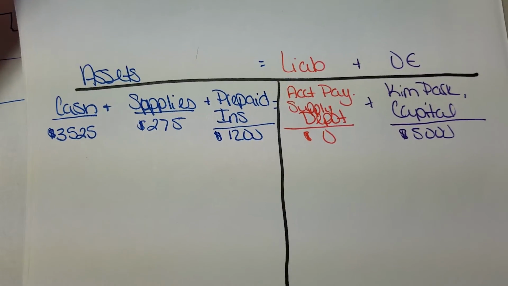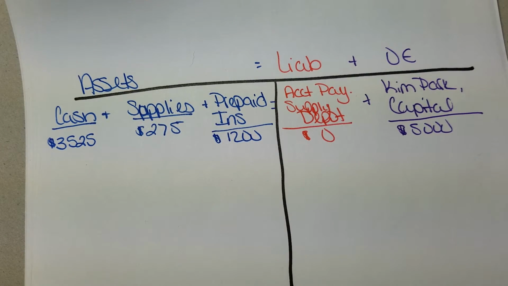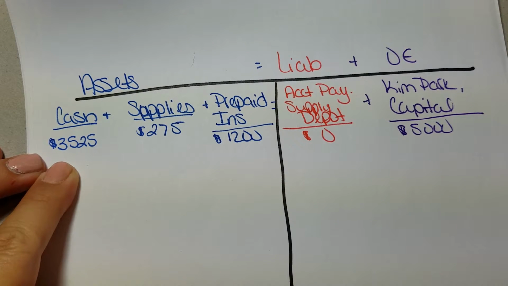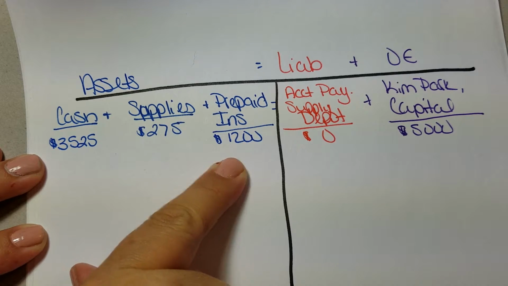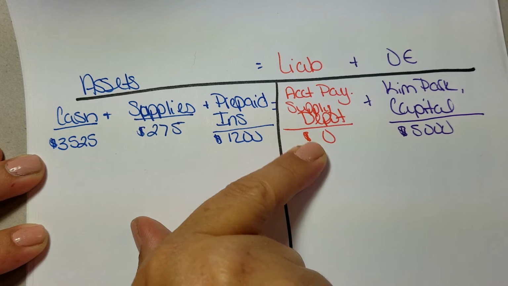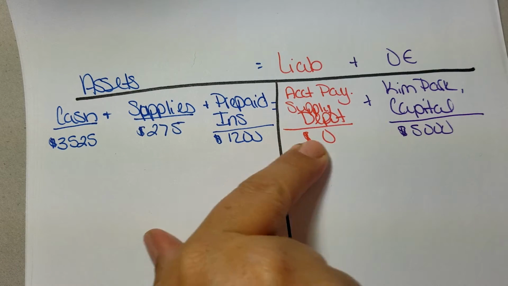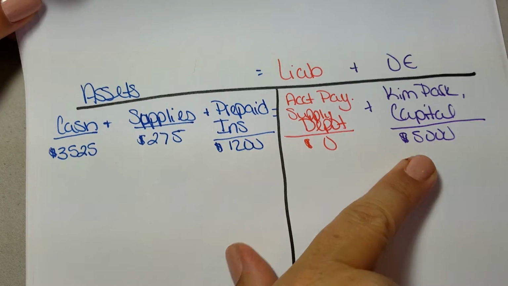I didn't list every transaction we had already done. I just listed the balances. So at the end of the last transaction, we had cash with a balance of $3,525, supplies $275, prepaid insurance $1,200, and liabilities of 0. Our new account is going to be accounts payable for Supply Depot. And we had Kim Park Capital with $5,000 still.